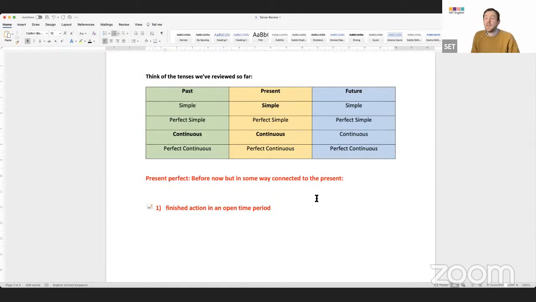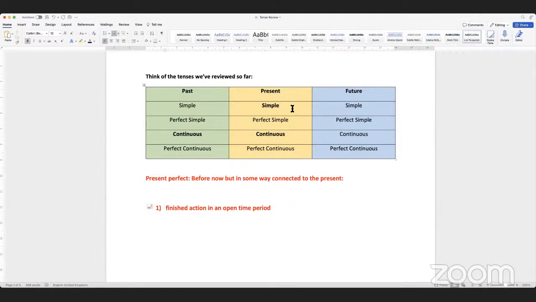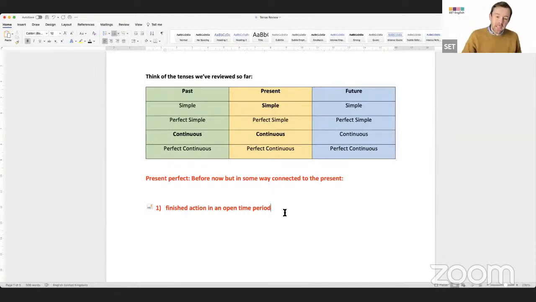Now, what if it was my uncle who died last year? Would I say my uncle has run a marathon? No, I wouldn't, would I? Because his life is not still happening. His life is finished. So I would say, my uncle ran a marathon. Past simple. That's what I'd use. So this is a finished action time period.